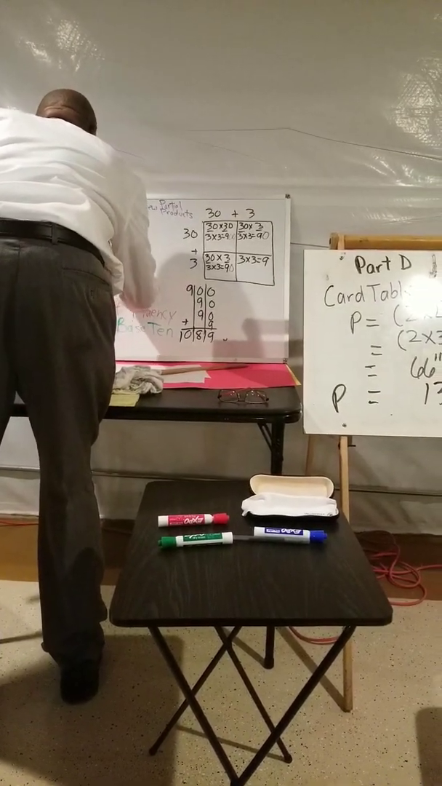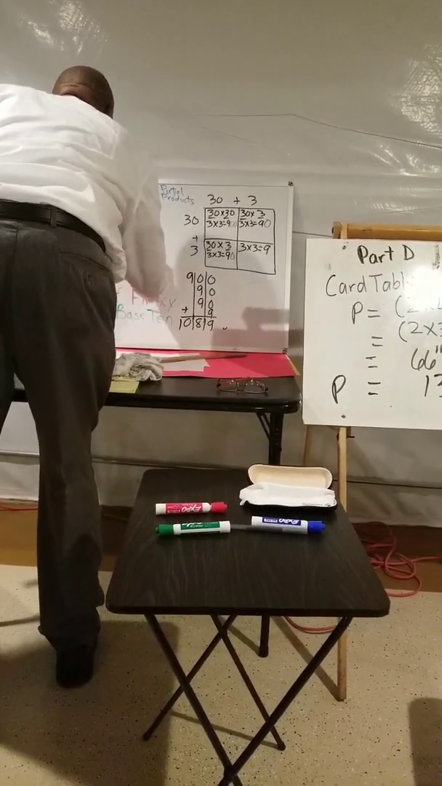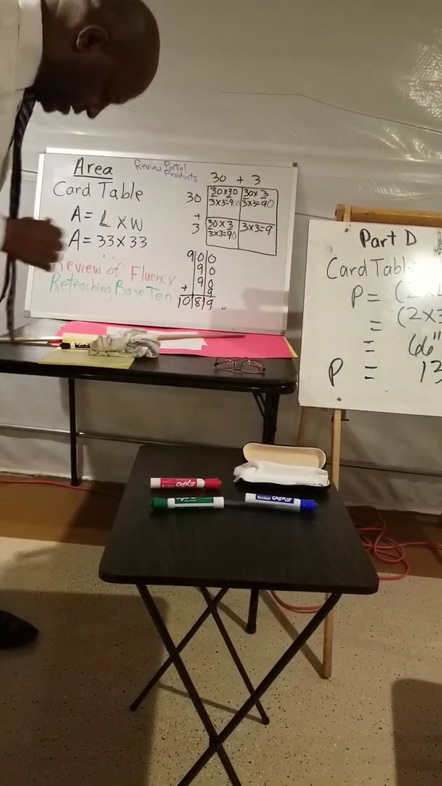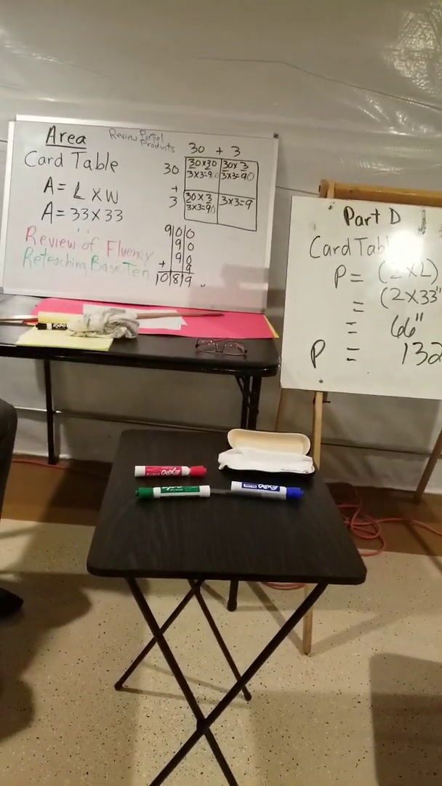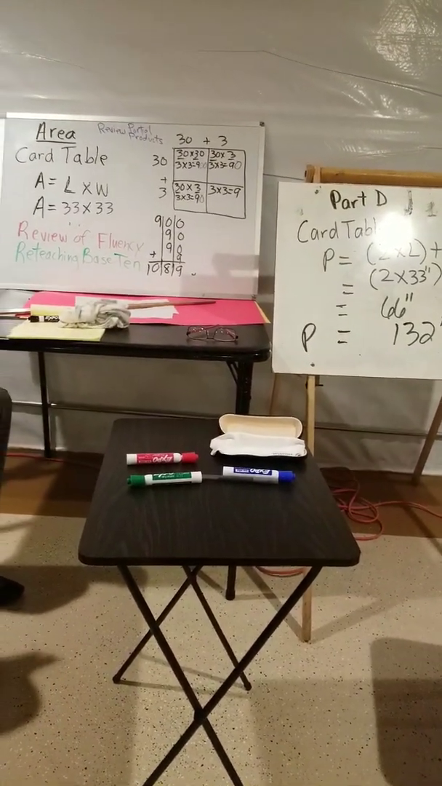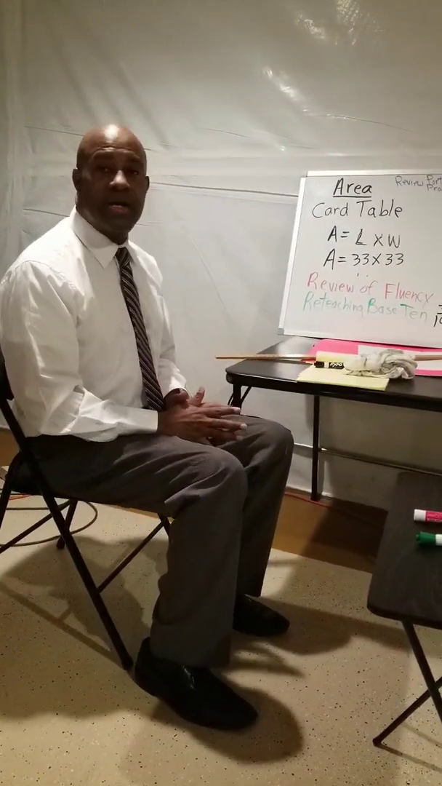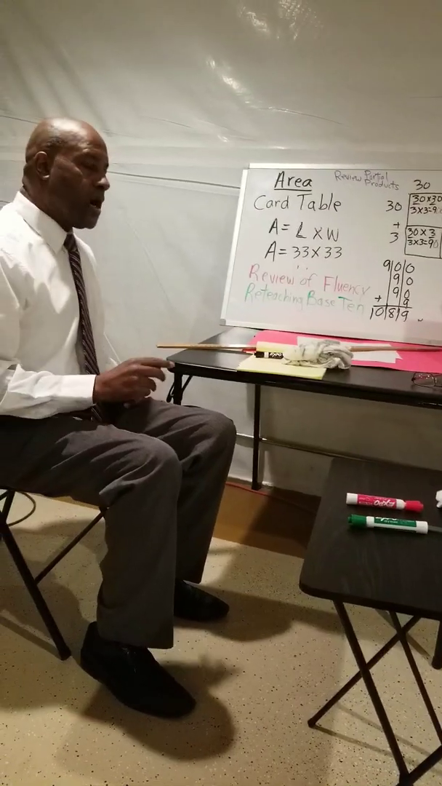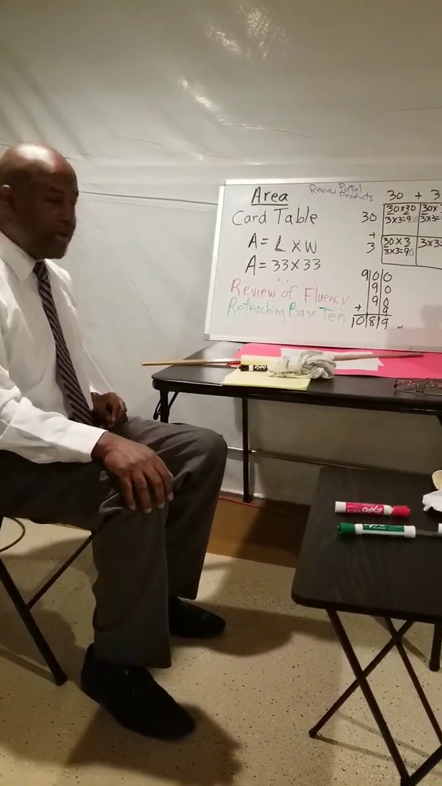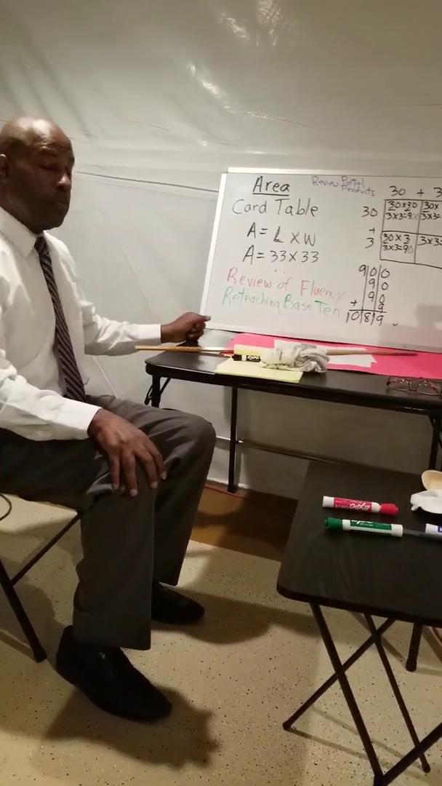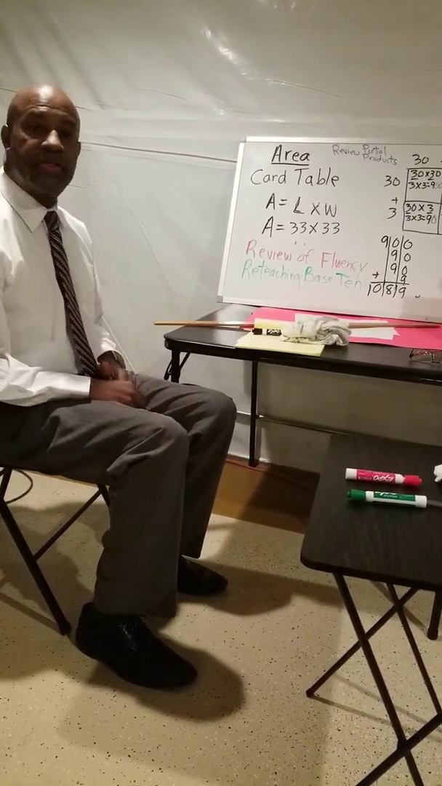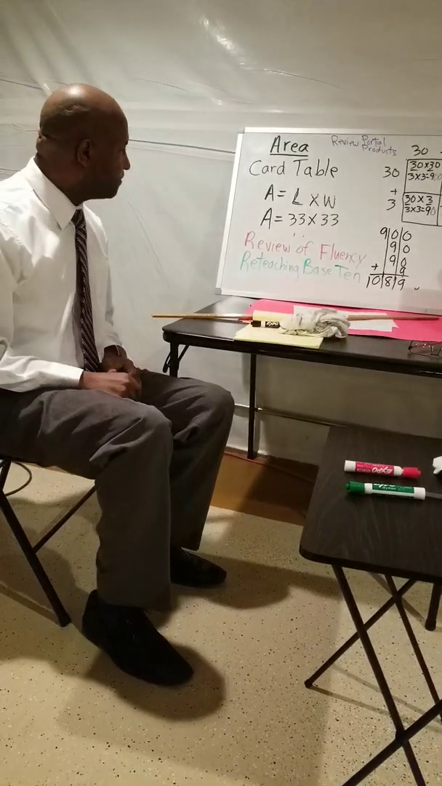For the card table. Okay, I had to change it from the ping pong table dimensions to the card table. So the formula once again for area equals length times width. The length of the card table was 33 inches and the width of the card table was 33 inches. So area equals 33 times 33.